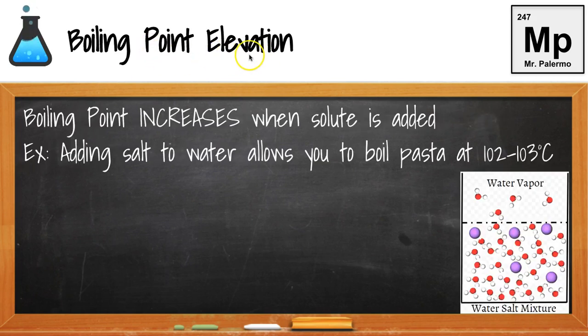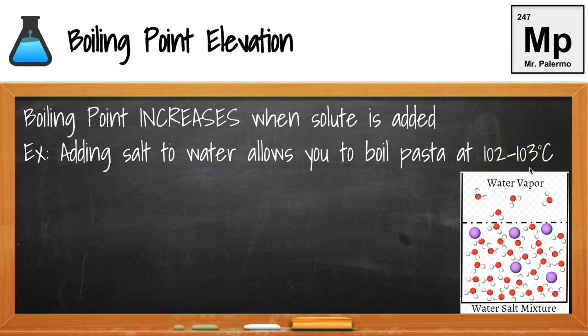When we look at the word elevate, that means to increase. And so a common misconception is that when you add, for example, salt to water when we're going to boil pasta, that it actually makes the water boil faster. And in reality, it's the opposite. So when we add a solute to water, it's actually going to elevate or increase the boiling point. And so adding salt to water would increase our boiling point to, let's say, 102 to 103 degrees Celsius, which would take slightly longer to reach boiling.